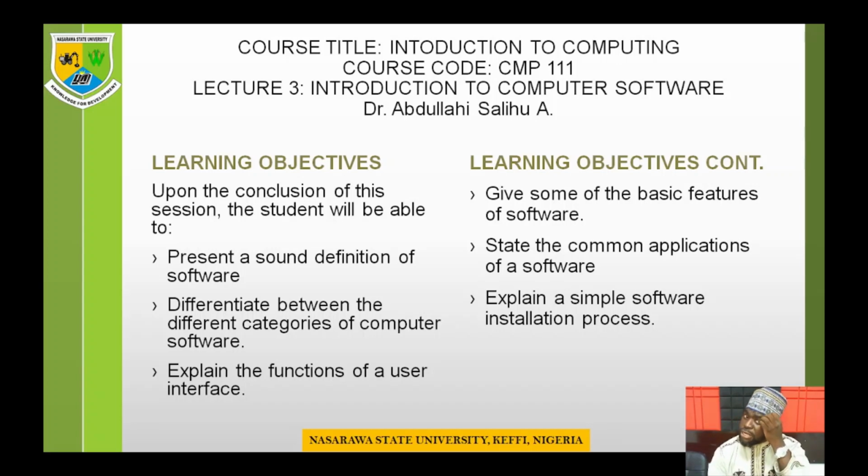First of all, you need to understand the learning objectives. At the end of this course, it is expected that you should understand the following items as outlined in this slide. You should be able to present a sound definition of software. Also, you should be able to differentiate between different categories of computer software, and you should further be able to explain the functions of a user interface.